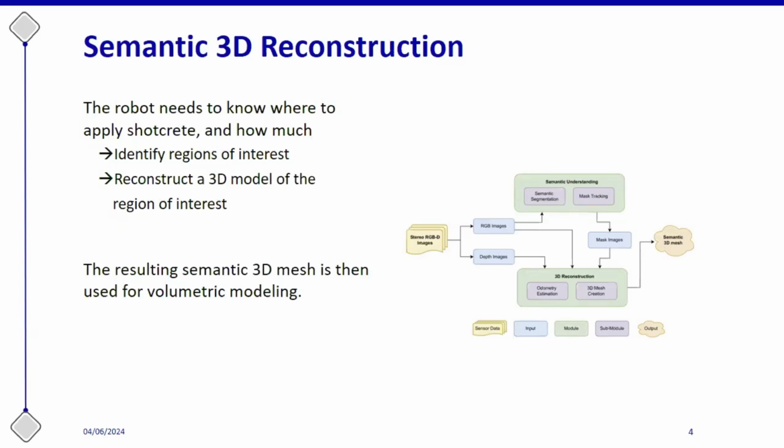Here is a short diagram overview. It's 2 separate components. We have a semantic understanding component, identifying those regions of interest, and a 3D reconstruction module, reconstructing a 3D model of the scene. The semantic understanding module just consumes RGB images and outputs a semantic segmentation mask. The 3D reconstruction module takes RGB images and depth images for odometry estimation and 3D reconstruction.